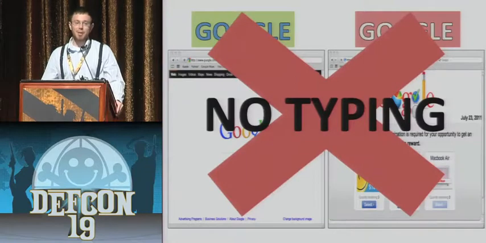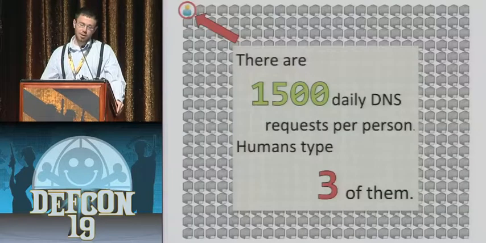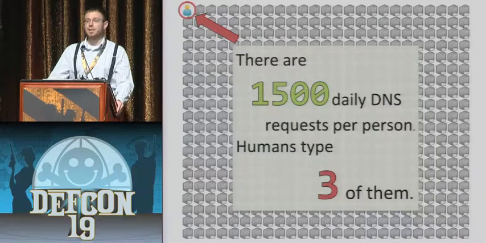Bitsquatting requires absolutely no typing. And the reason is that while humans do a lot of typing and they make a lot of mistakes, computers make a lot more DNS queries. So the graph on this slide is actually to scale. If you look at that top right corner, you see the little guy circled in red. That's the proportion of DNS requests that humans make to the proportion of DNS requests that computers make.